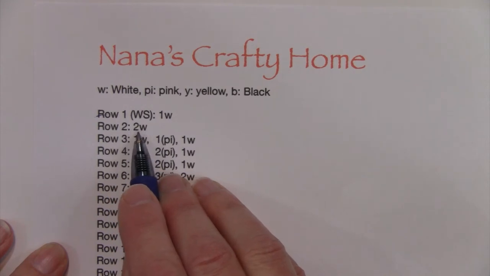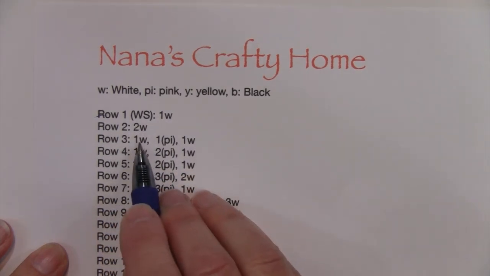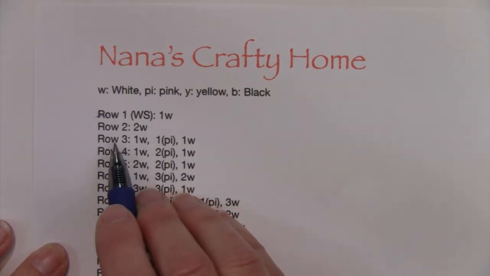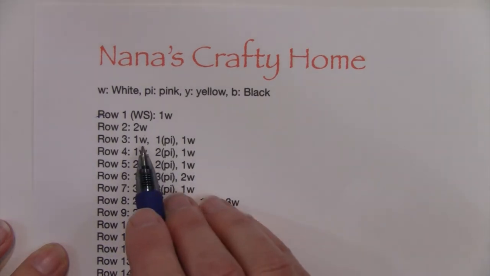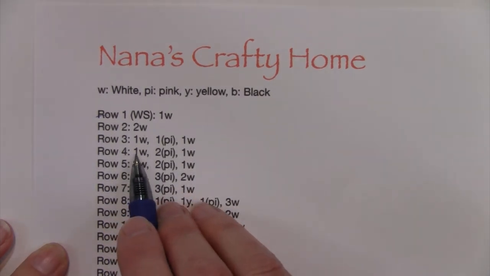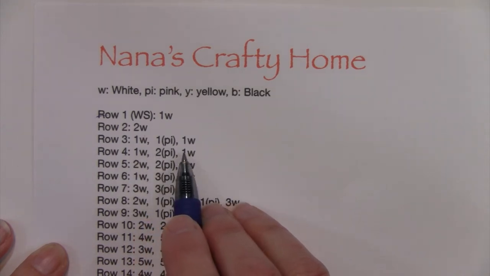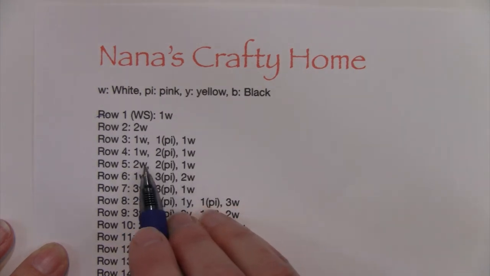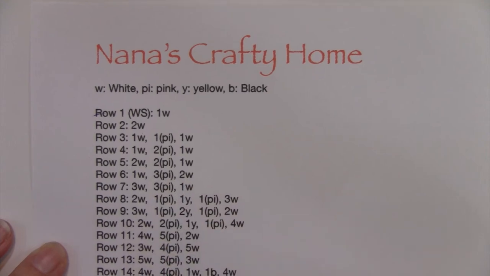Row two, I'm going to make two white blocks. Row three is one white, one pink, and then one white. And the instructions are given in the order that you do them. So your first block is white, you work two blocks of pink, and then you work one block of white. And you just continue moving on, doing exactly what it tells you in order for each row.